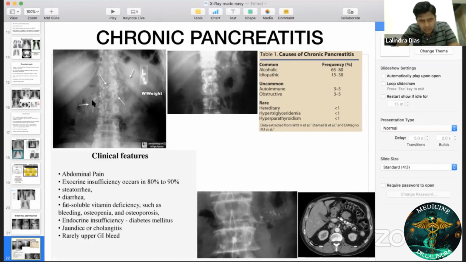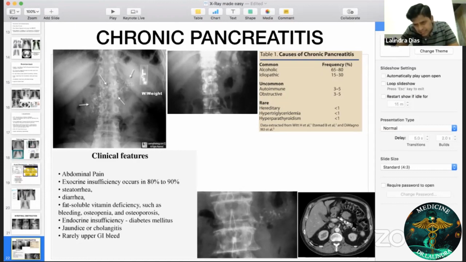Can you see these white colored shadows here? This is the pancreatic head, this is the body, and this is the tail. Head, body, and tail. You can see another pancreatic opacity here. Can you see these pancreatic calcifications crossing the abdomen across the vertebra? Here you can see a close-up view. Can you see these pancreatic calcifications, white colored calcified nodules here?